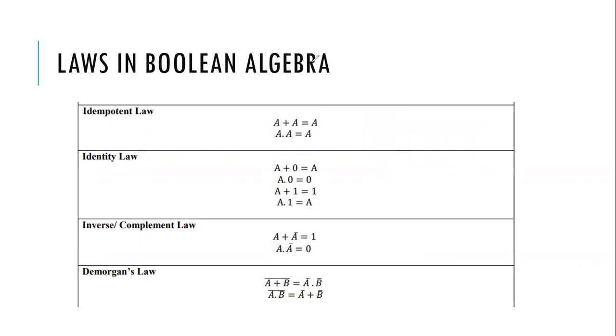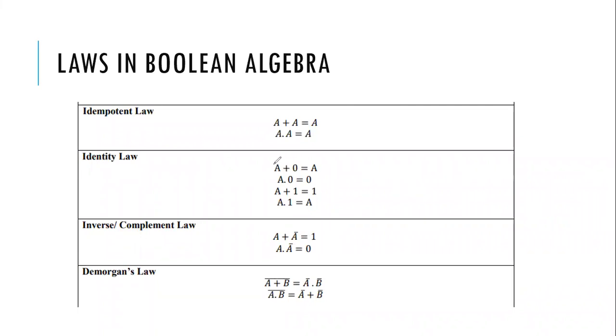Then the second law, what we call the identity law. That is, I think, very obvious, no need to prove. A plus 0 is how much? a. A multiplied by 0, how much? 0. A plus 1, how much? 1. A into 1, how much? a. So by just using this, I think you can easily remember the identity law. That is not difficult. Very obvious laws.